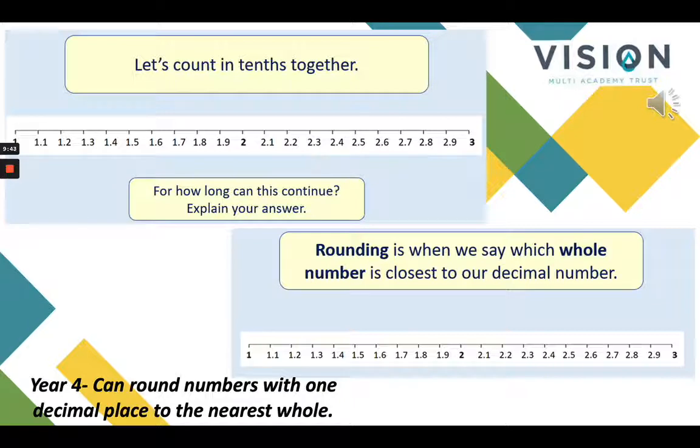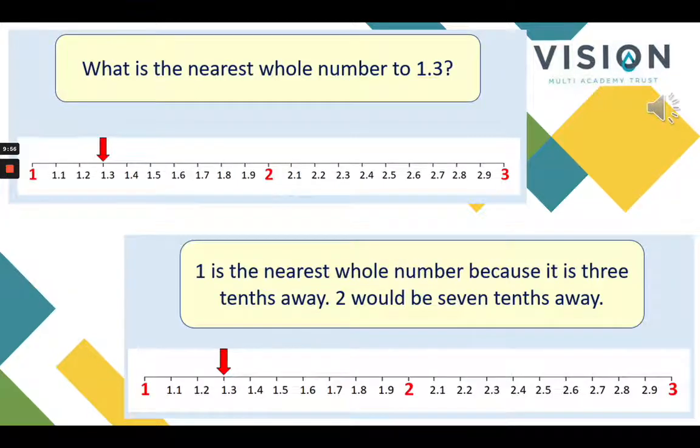By now, the children will be competent to count up and down in tenths. We are going to use this to introduce rounding. Rounding is when we say which whole number is closest to our decimal number. In these examples here, we can round 1.3 to the nearest whole number. You can see here that it is closest to 1 on the number line.